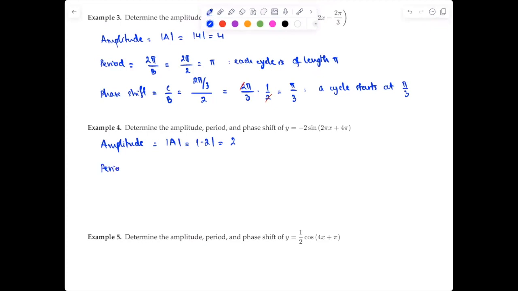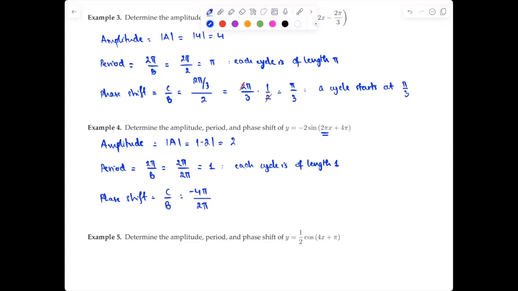The period is equal to 2 pi over b, where b is equal to 2 pi in this case. So 2 pi over 2 pi is equal to 1. So that means that each cycle is of length 1. Now for the phase shift, this is equal to c over b, where c is equal to negative 4 pi, divided by b, which is 2 pi.